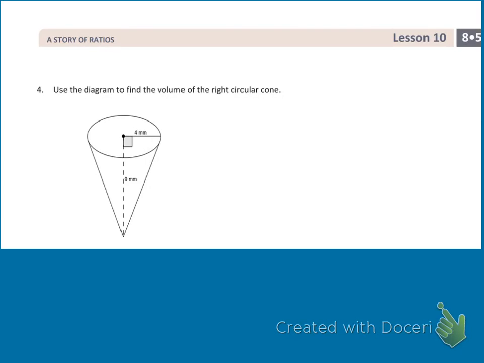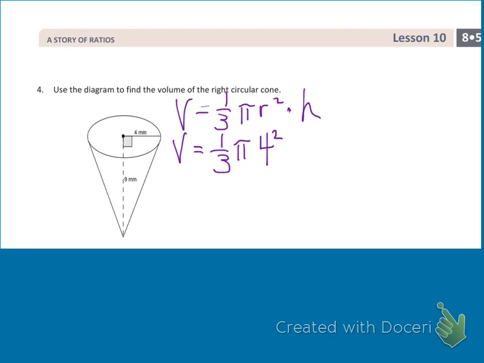Okay, so the volume is equal to 1/3 pi times the radius squared times the height. So we can fill in for this one. Volume is 1/3 pi times the radius squared, which is 4, 4 millimeters squared, times the height, which is 9. And the units on this will be millimeters cubed.